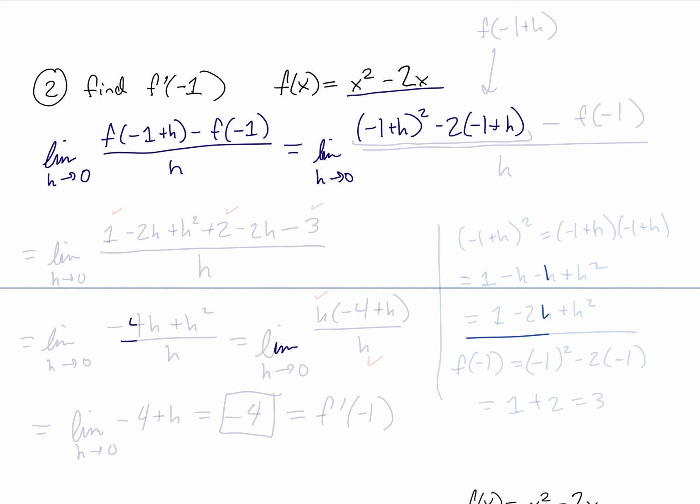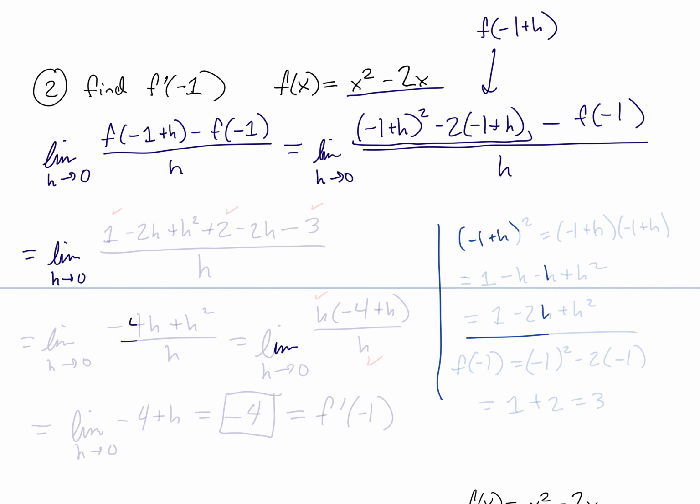So all of that was just f of negative 1 plus h. So it's f of negative 1 plus h minus f of negative 1, and then all divided by h. Now we can keep simplifying this. This is the limit as h goes to 0. And I like to do my simplifying on the side, so let's keep doing that.